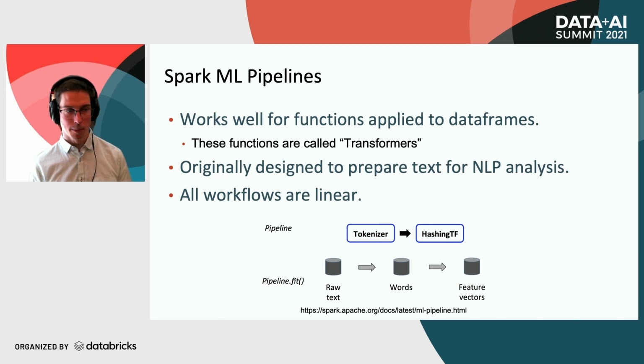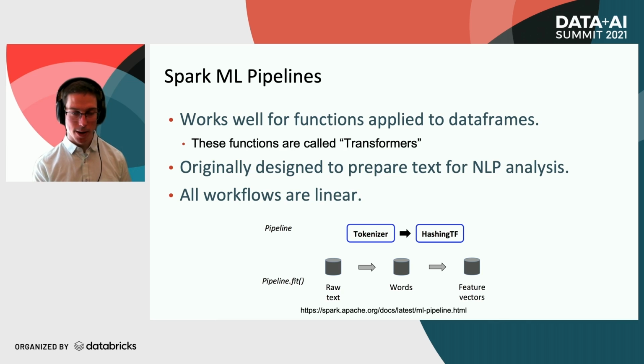So Spark ML pipelines work exceptionally well for functions that are applied to data frames. In their terminology, they would call these transformers. These were originally designed to prepare text for NLP analysis, and that's where the data frame in, data frame out piece comes from. And in that, all workflows are linear. So I stole this diagram from their documentation because frankly, I wasn't going to do a better job making it.